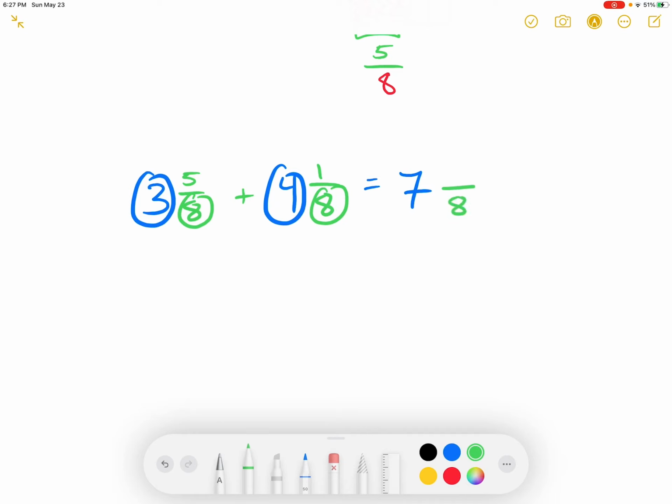And then you add the fractions. First, make sure they have the same denominator, which they do. So you know the denominator is going to be 8. And then you add the, what's it called? The numerators. 5 plus 1 is 6. And there you go. It's 7 and 6/8.